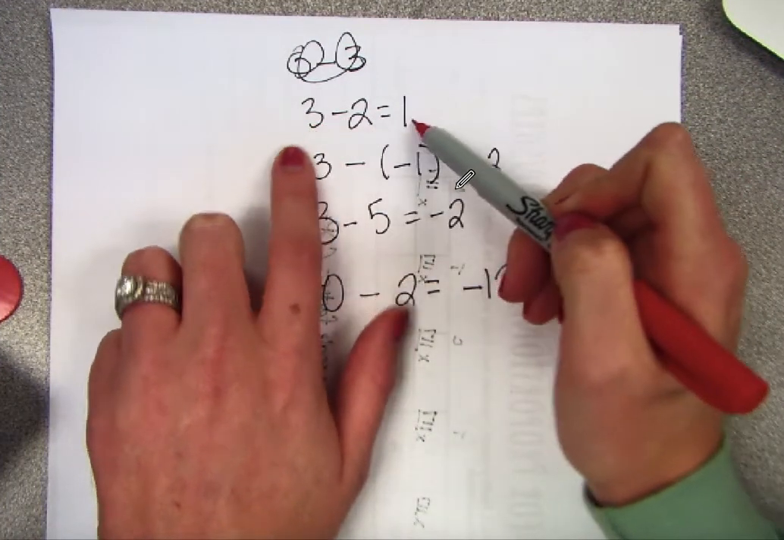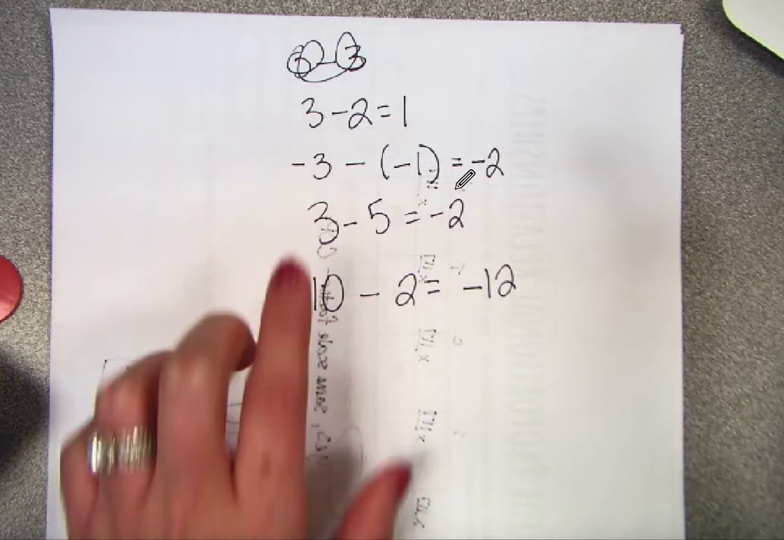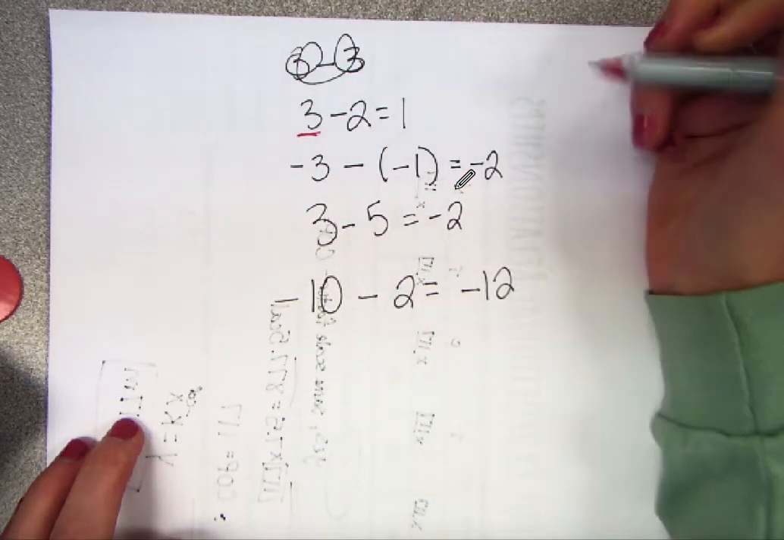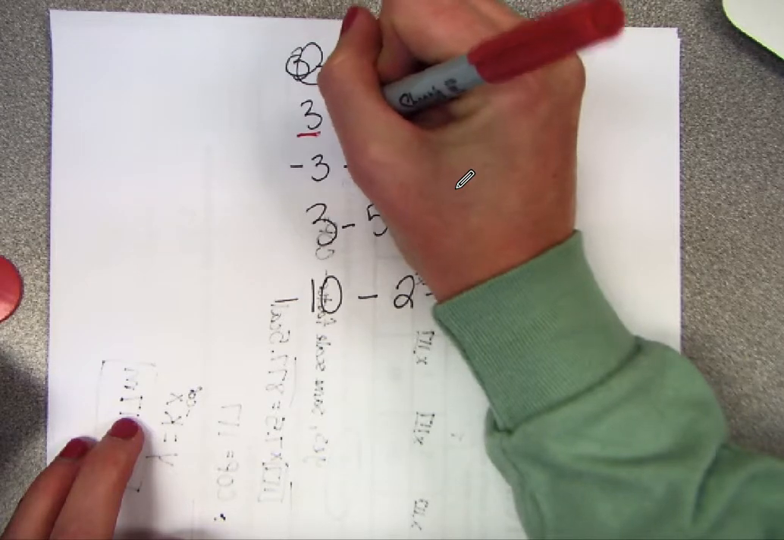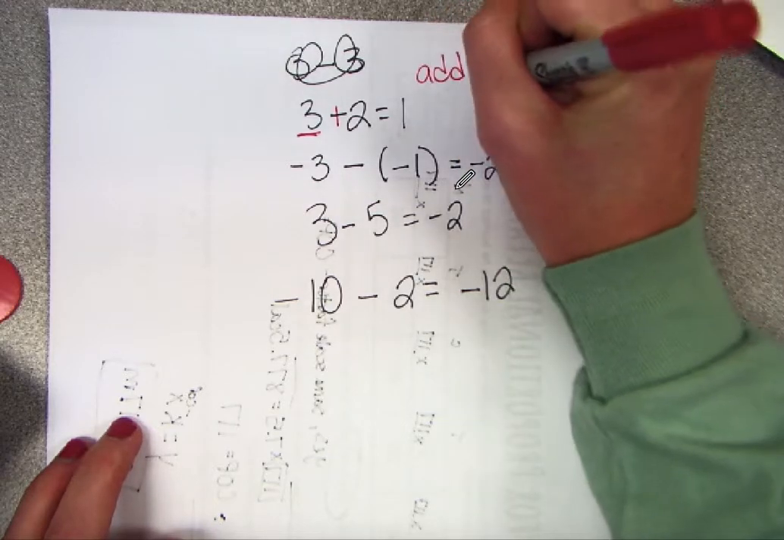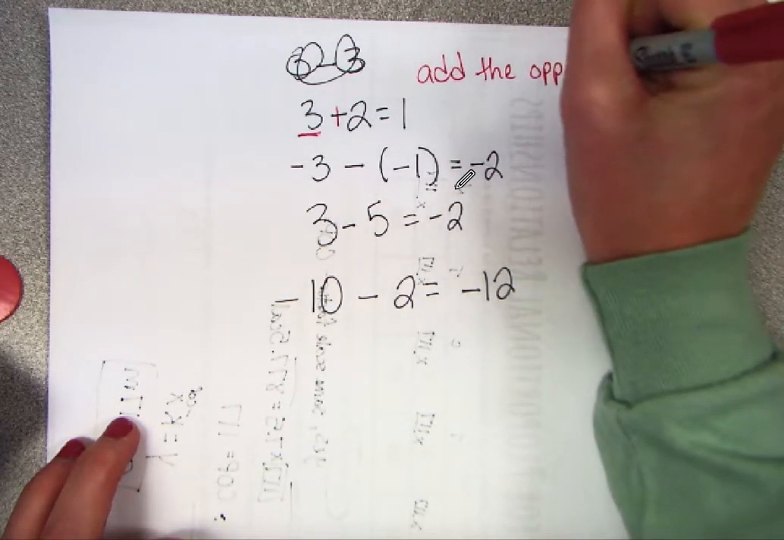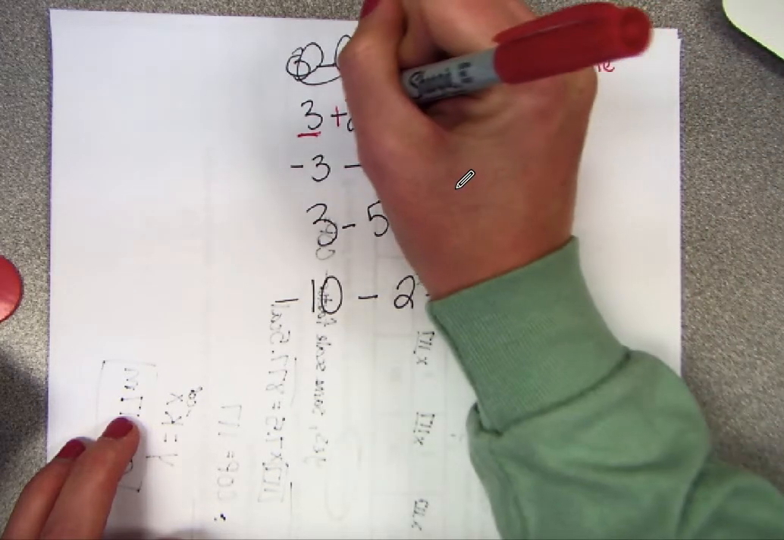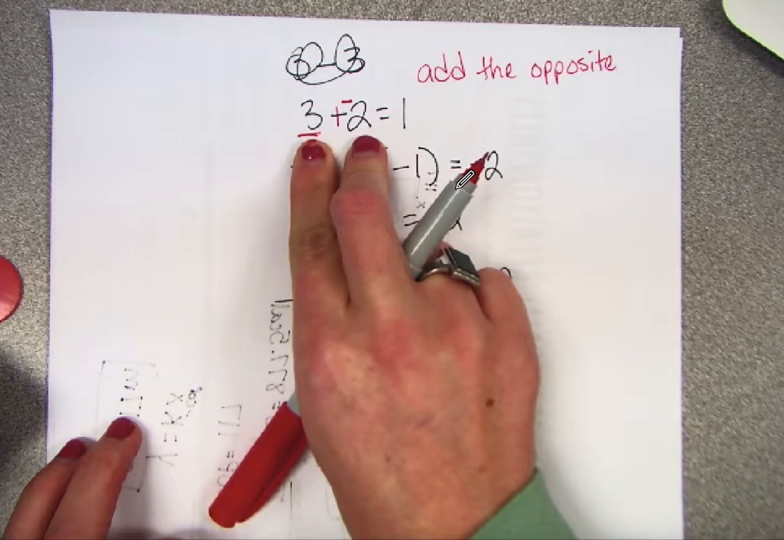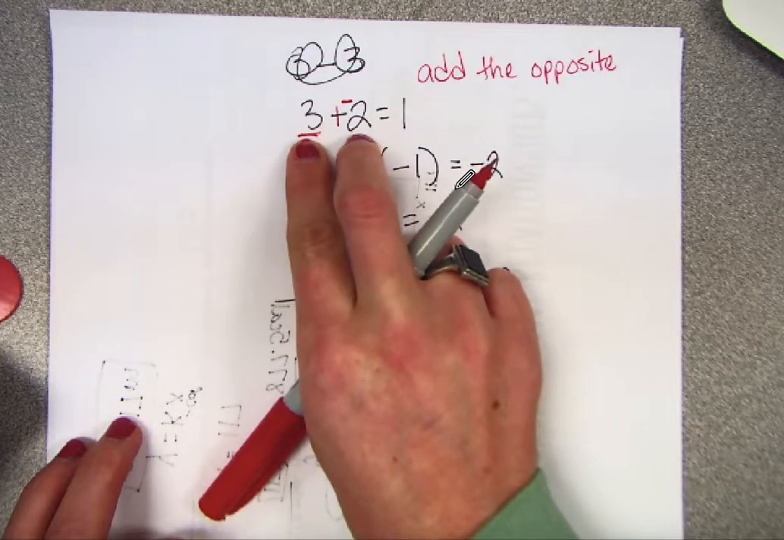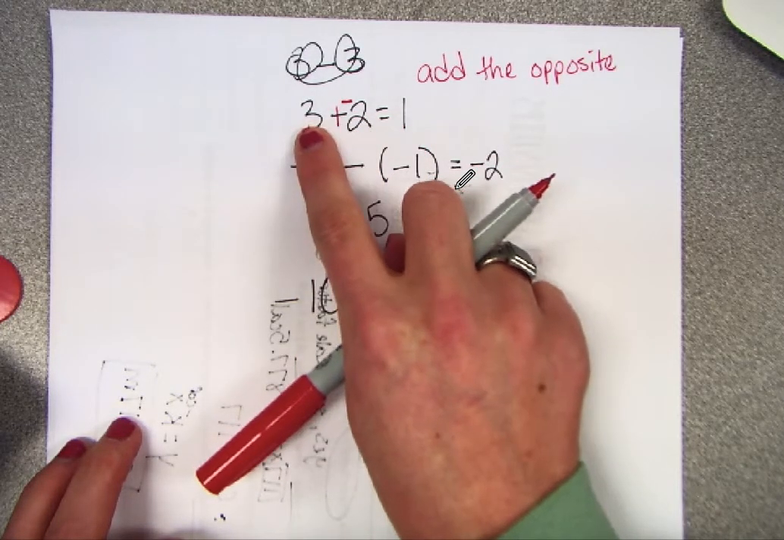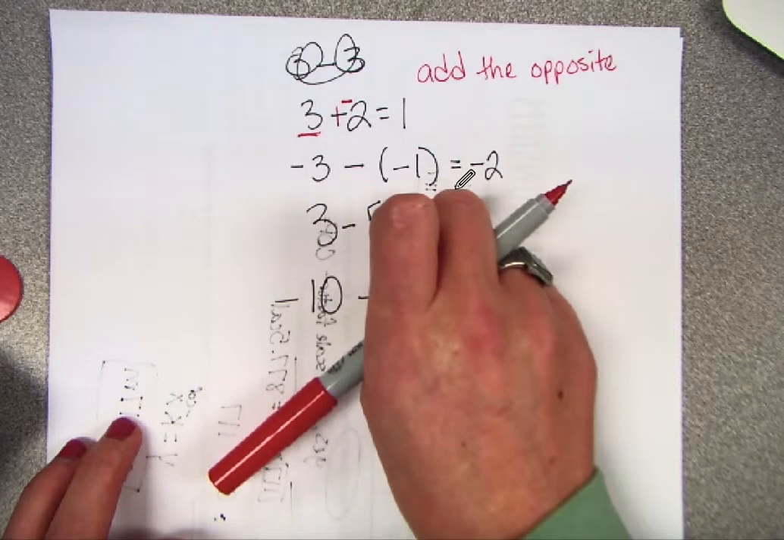So 3 minus 2, we know that equals 1. But let's make that into an addition problem. I'm going to take our 3, the first number, it doesn't change. Minus becomes plus, adding the opposite. Now I'm going to take that +2 and make it negative. Now I have two numbers, 3 and -2. Well, these are different signs, so I know I need to subtract them. I get 1. 3 is the larger digit, so I keep my positive symbol.